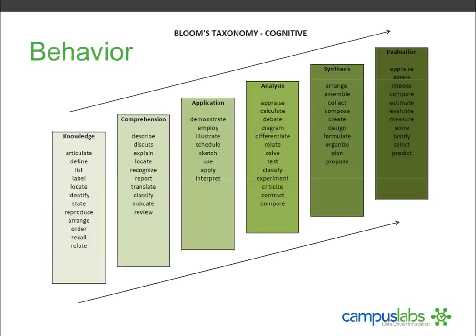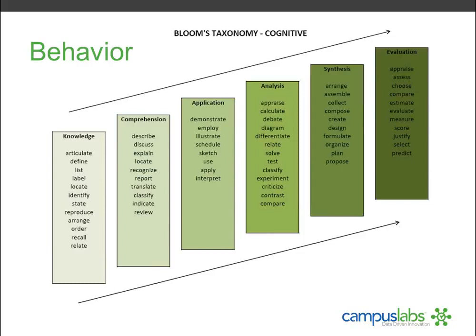The second element of a learning outcome is behavior. So we're talking here about action verbs. Many people will use Bloom's taxonomy as a starting point for identifying what action verbs they can use to identify the different kinds of learning that are happening as a result of experiences.